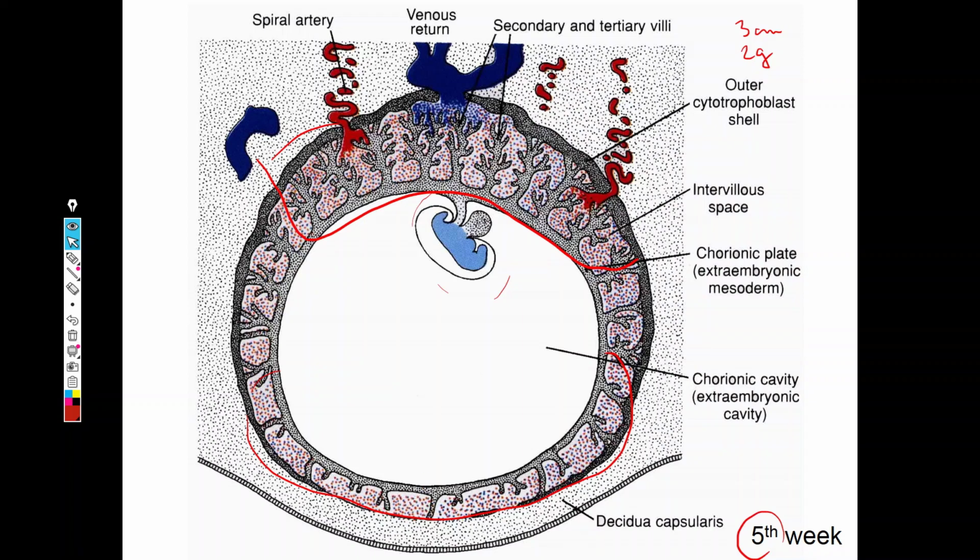So in chorion frondosum, the villi are mostly tertiary, and in chorion laeve, the villi are mostly secondary here. There is some kind of stagnation.